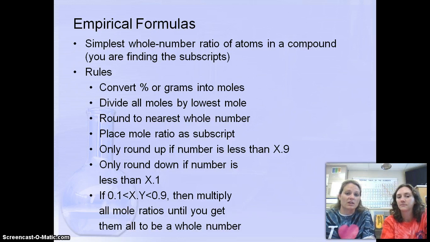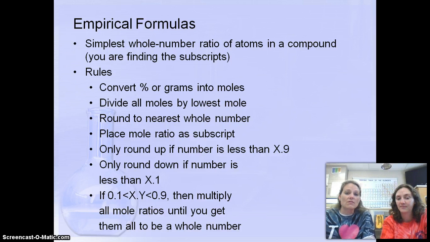And you've got some rules here. The first thing you need to do is convert percentage or grams into moles. So you're going to use your cheat sheet, use the triangle, convert grams into moles. Once you have everything in moles, you're going to divide all the moles by the lowest mole, round to the nearest whole number, and then place the mole ratio as a subscript.